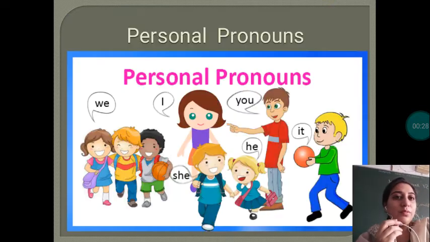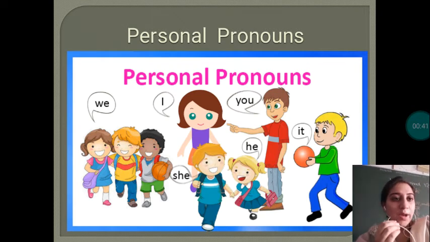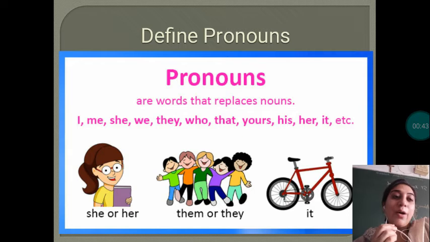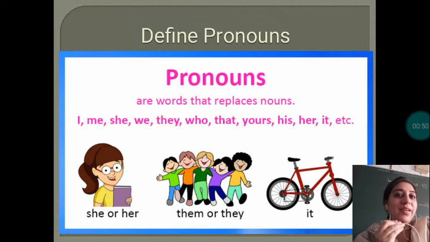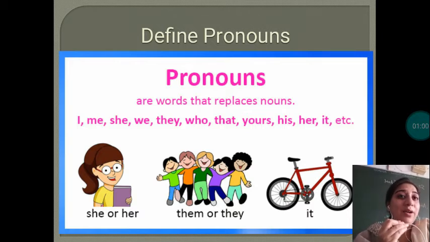So what are pronouns? Pronouns means the noun that can be replaced. You can see the image first. We, I, she, you, he, it, all of these are pronouns. So now let us define pronouns. Pronouns are the words that replace nouns: I, me, she, we, they, who, that, yours, his, her, it, etc. So all of these are what? Pronouns. They are used instead of a noun, that is, instead of a name.